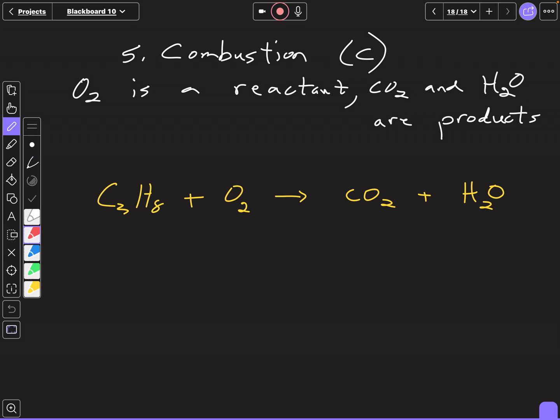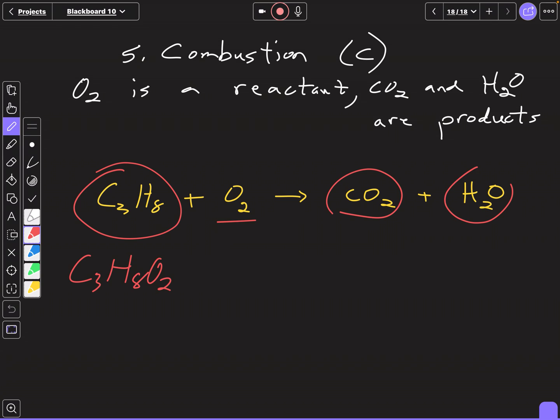And then last, combustion, and we can abbreviate that with a C, is when O2 is a reactant. CO2 and H2O are your products. Now, also you usually have a hydrocarbon, which is something made of carbon and hydrogen. Sometimes it might have even oxygen there, that's still a hydrocarbon. It's made of carbon and hydrogen. O2 is always a reactant. CO2 and H2O are always products in a combustion reaction.